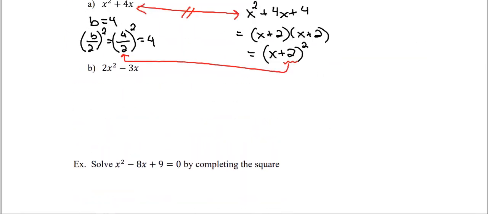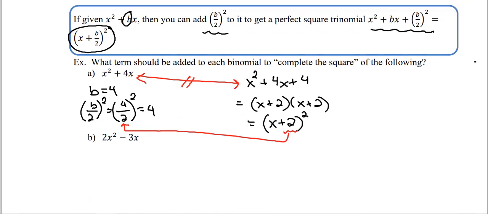One thing we have to be a little careful of in our box up here, it says if you're given x squared plus bx. Well, we don't have x squared here. We have 2x squared minus 3x. So I am going to factor out a 2 here so that I do have, inside the parentheses at least, just the x squared plus bx. And now my b is negative 3/2.